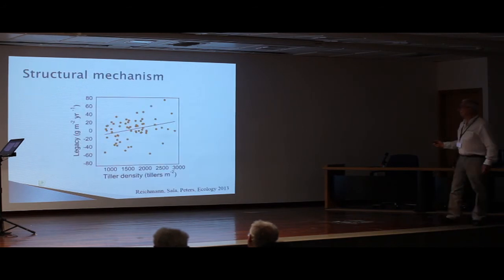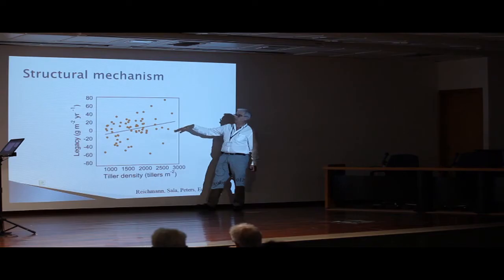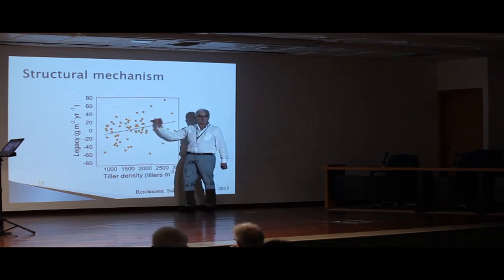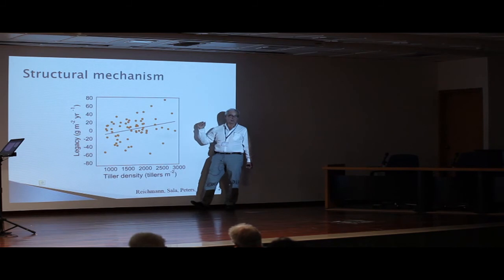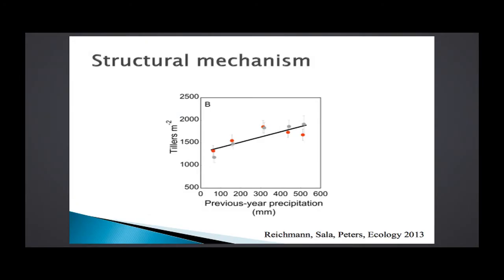But now the first results are supporting the idea of the structural hypothesis, the structural mechanism. Here we have changes in tiller density at the beginning of the growing season and the magnitude of the legacy. So you see that there's a relationship between the number of tillers at the beginning and the magnitude of the legacy. And the next one is the relation between precipitation and number of tillers at the beginning of the growing season.